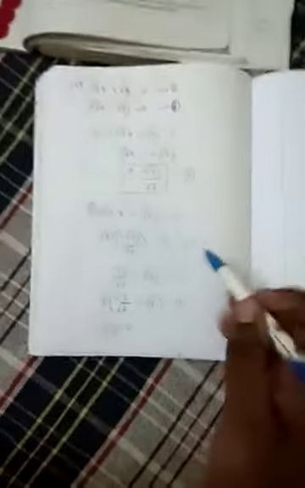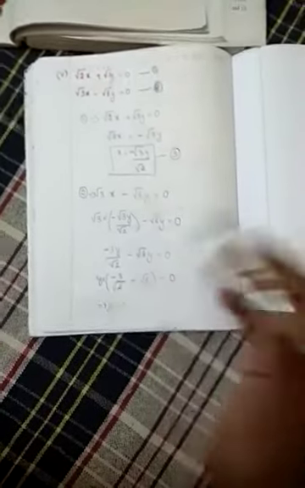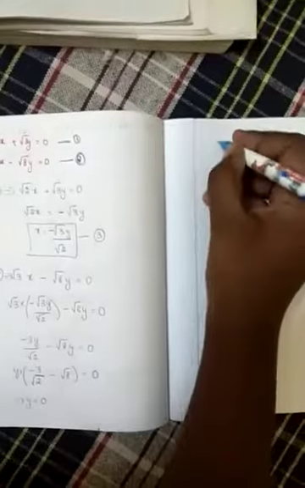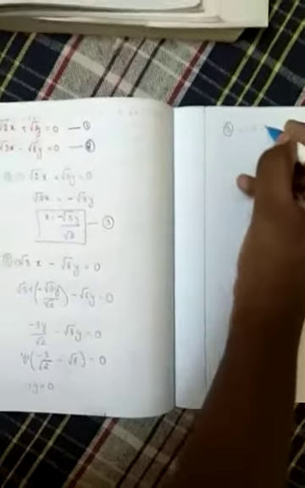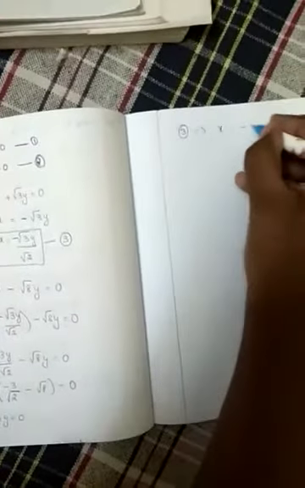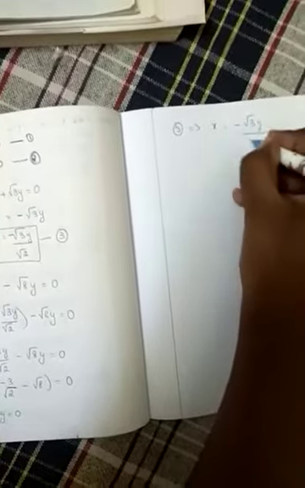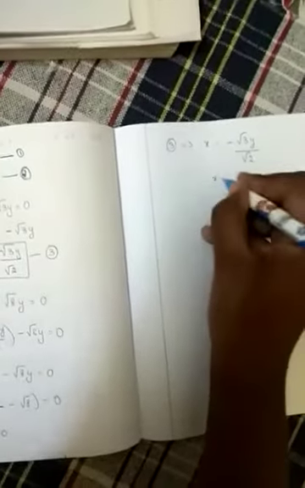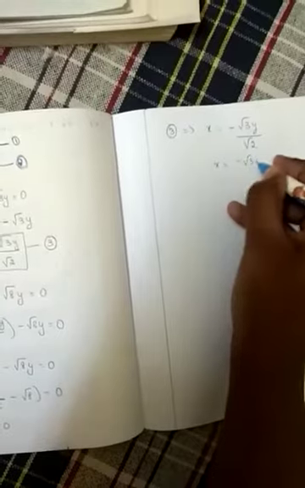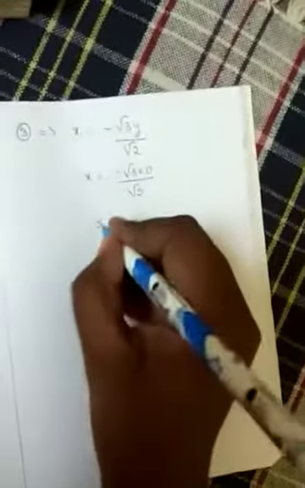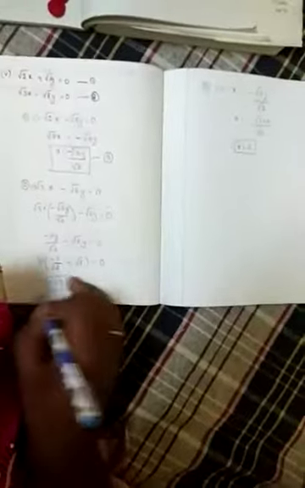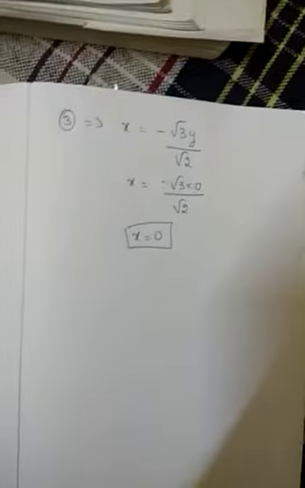So what do you get? y is equal to 0. Now this you have to substitute in equation 3. So in 3, if you substitute, x is equal to minus root 3y divided by root 2. So now minus root 3 multiplied by 0 divided by root 2. Anything multiplied by 0 is 0. So x is also 0. This is the answer: y is equal to 0, x is equal to 0.